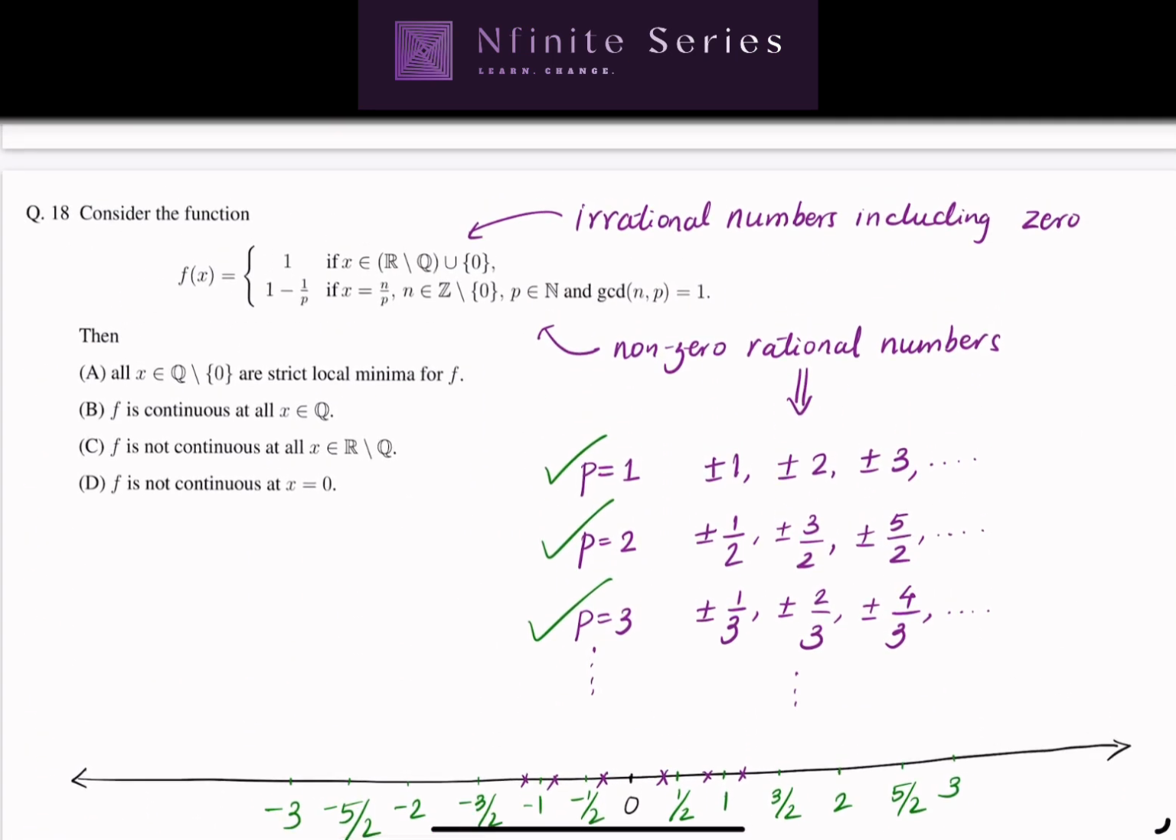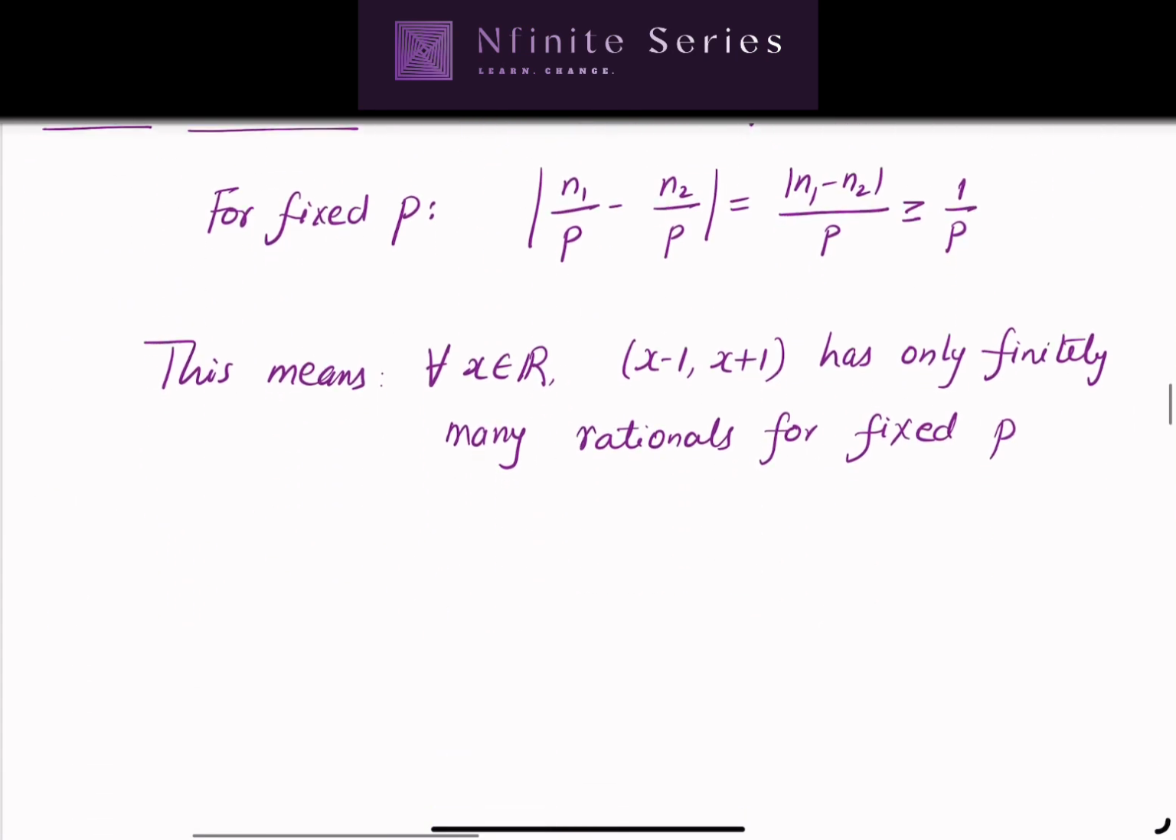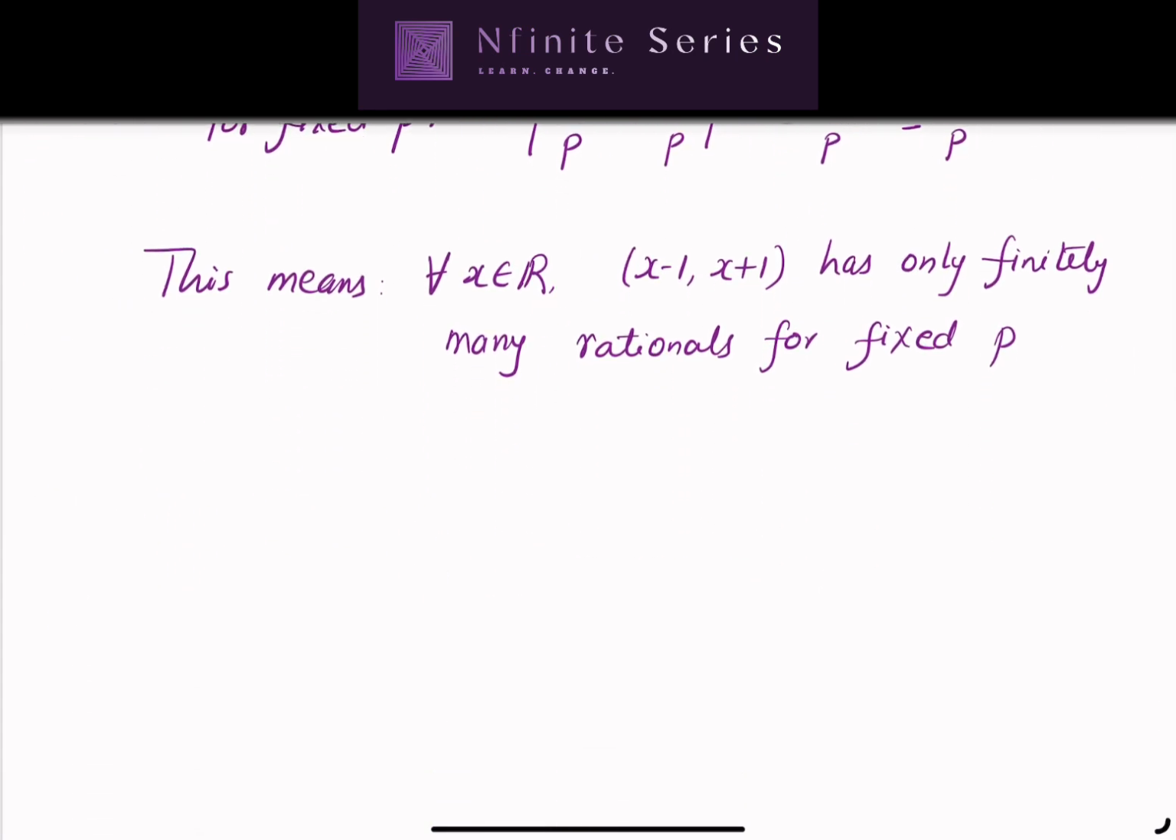Option A says that if x is a non-zero rational number, then it is a strict local minima for f. Here's a nice intuition regarding the behavior of the function. You see, as a function of rational numbers, it is defined as 1 minus 1 by p, and 1 minus 1 by p goes on increasing as you increase p. In other words, with every layer you put in the number line, the value of the function is increasing. So in a way, your function is locally increasing. Let's make this notion mathematically precise and see what's going on.